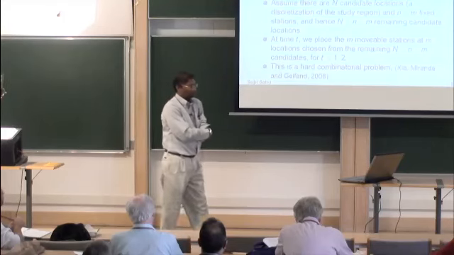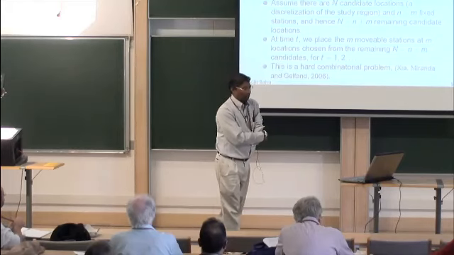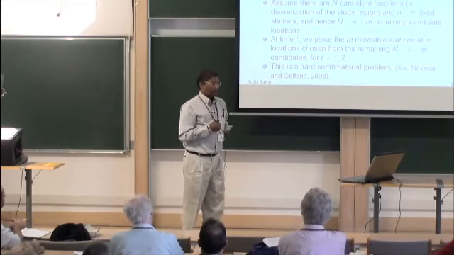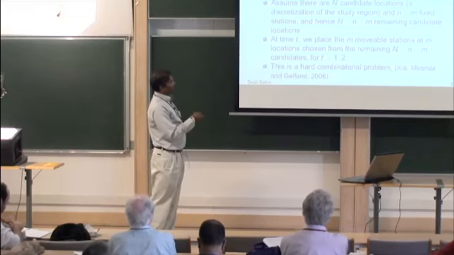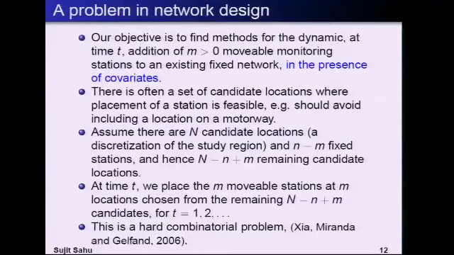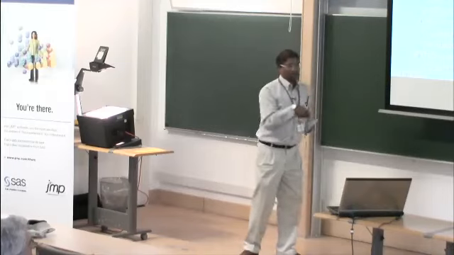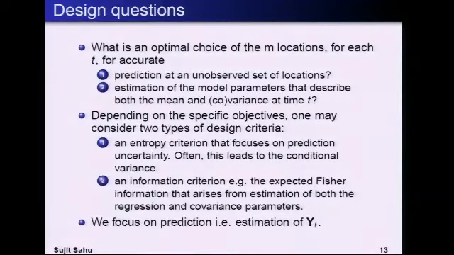Suppose we have a set of feasible locations where we can move to, and there are N candidate locations. This is the discretization of the region, where we will be sampling stations at particular times. There are n fixed stations, and we need to select m movable stations from the remaining N minus n candidate locations. So at time t, we place the m movable stations at m locations chosen from these candidates. For large N and reasonable m, like N about 1000 and m about 20, this is a hard combinatorial problem. We still need to find an optimal design: what is the optimal choice of these m locations for each t?